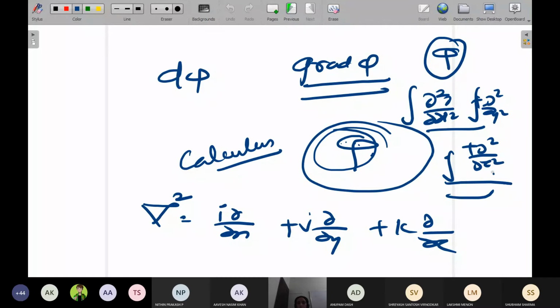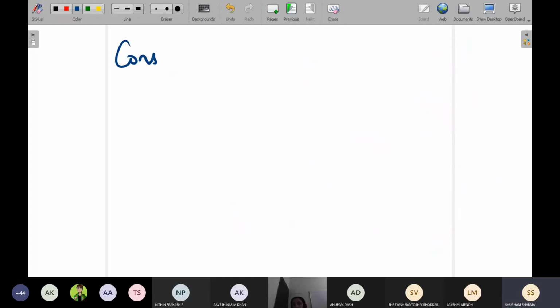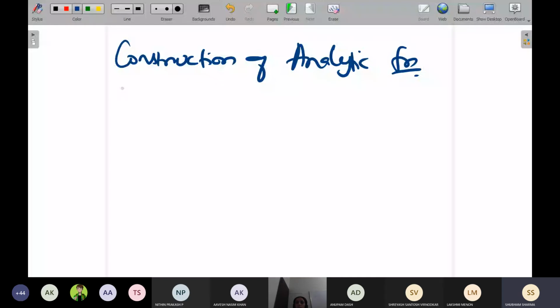Okay, construction of analytic function. Okay, so there, what is the first method we are going to use? Ma'am, board was lagging. Okay.